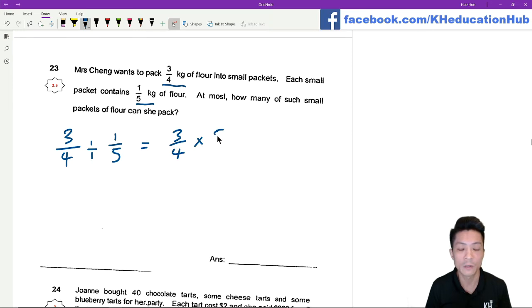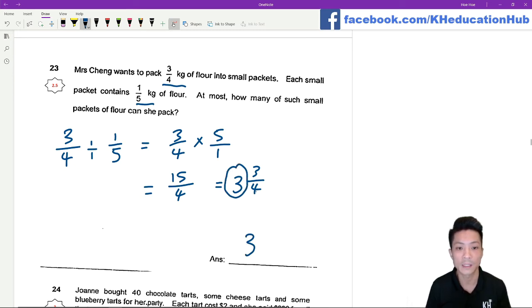Flip it over, it's gonna give me a 5/1. There's nothing to reduce, so this will give me a 15/4. Change it into a mixed number, it's gonna give me 3 and 3/4. Okay, so which means that at most, let's look at the whole number, that's only 3, I guess.